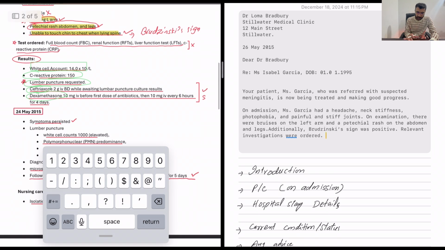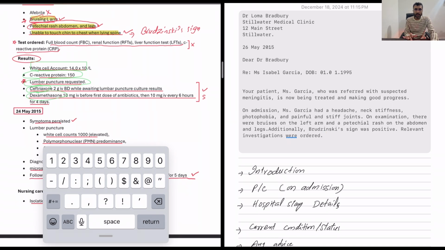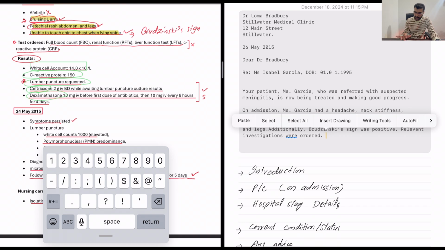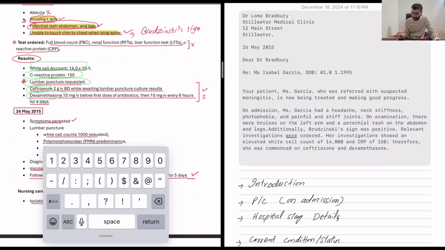So next, investigation reports. We'll write: her investigations showed an elevated white cell count of 14,000 and CRP of 150. Therefore, she was commenced on ceftriaxone and dexamethasone. We can write this in the same paragraph, or we can change the paragraph as well.